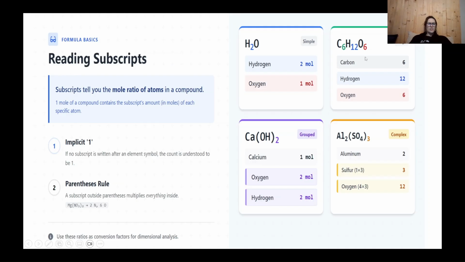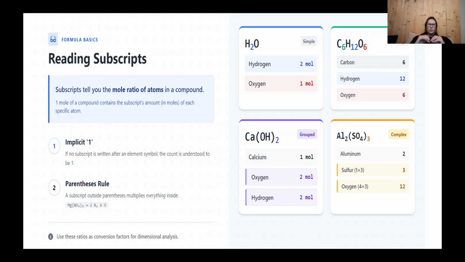You can do this for a lot more complicated molecules like glucose. We have C6H12O6, so there would be 6 moles of carbon, 12 moles of hydrogen, and 6 moles of oxygen in 1 mole of glucose. And I know that might seem weird because you're like, well, if you add these all up, you don't get 1, you get a really big number. But I'm talking about moles differently, right?